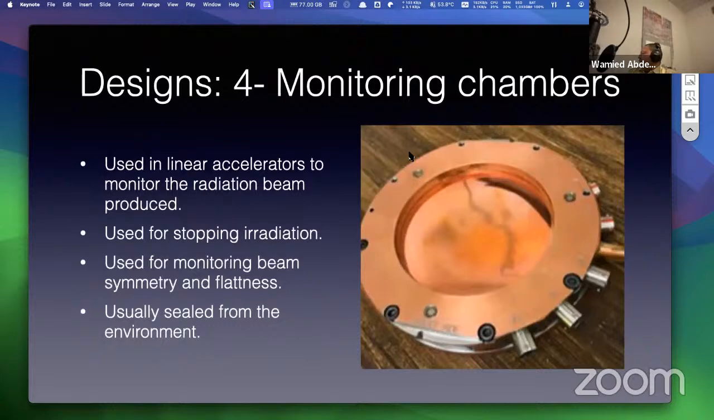And finally, we have a monitoring chamber. Every LINAC probably has a monitoring chamber. Their main aim is stopping the radiation or monitoring the beam symmetry and flatness. And these chambers are usually sealed. Some LINACs have open chambers, but since open chambers are affected by the environment, by temperature and pressure, you really need to correct the signal, because the signal is going to change, and that change is not because of the dose. It is actually due to the density of air inside the chamber.